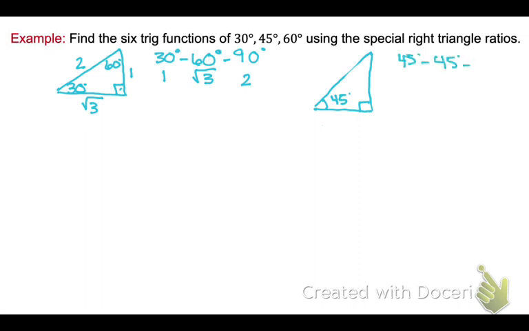Okay, so 45, 45, 90. Opposite of 45, square root of 2. So I got square root of 2, square root of 2, and 2.